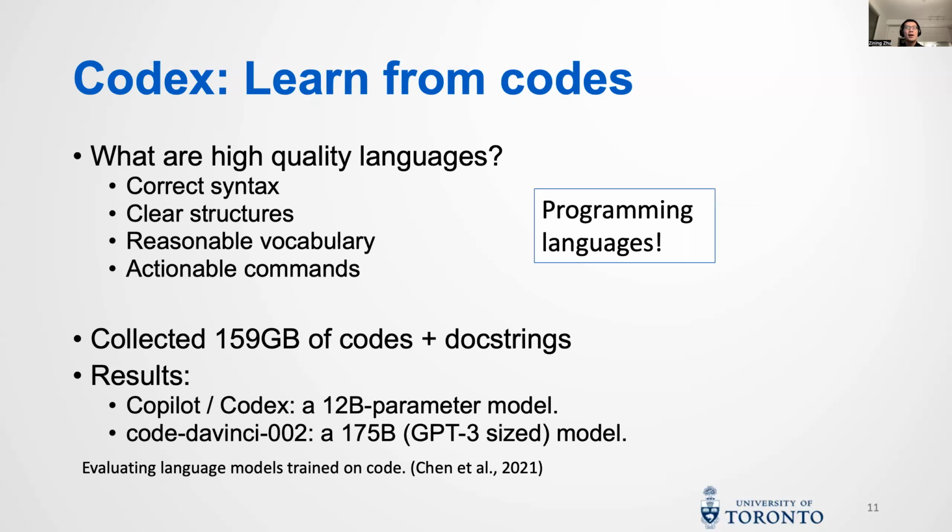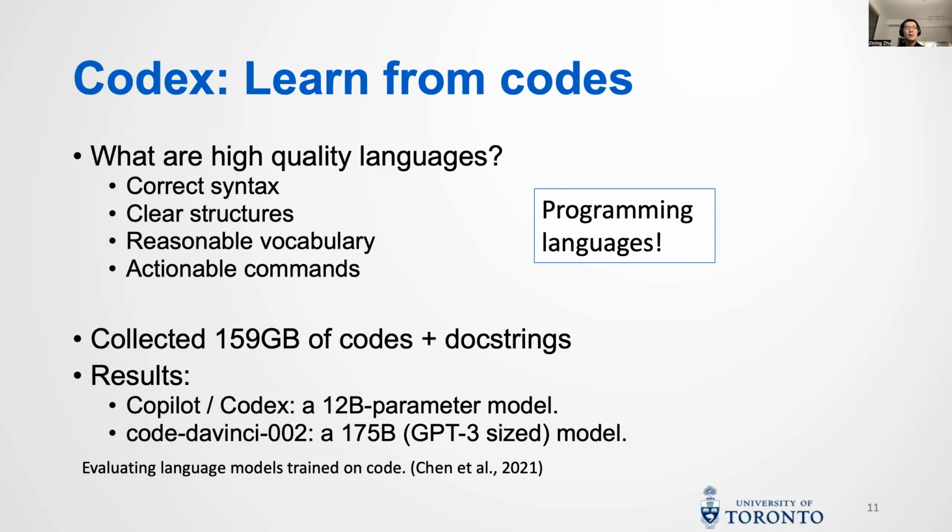So if you think about high quality languages, you can think of some features that come with them. They have correct syntax. They have clear structures. The vocabulary sizes are not very large, and they contain actionable commands. Interestingly, programming languages, as well as their comments and docstrings, fall in the category of high quality languages.